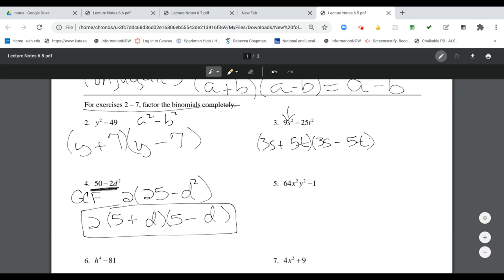Now, number 5 does have 2 variables, just like number 3 did, but all those variables are in that front term. So 64 and 1 are both perfect squares. All my exponents are even, and I am subtracting. So I'm going to split that 64: 8xy and 8xy. 8 times 8 is 64. Then I'm going to break up my 1.